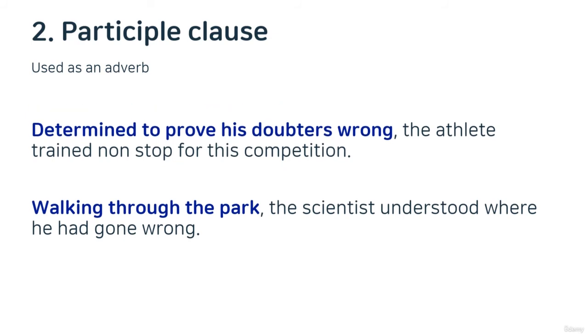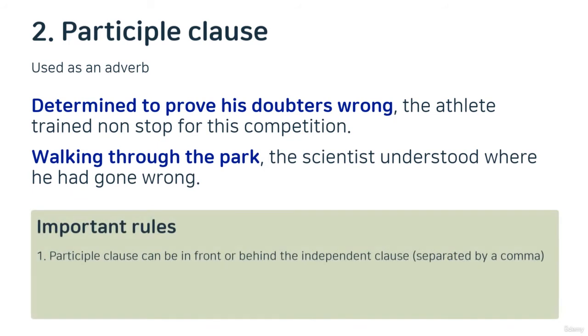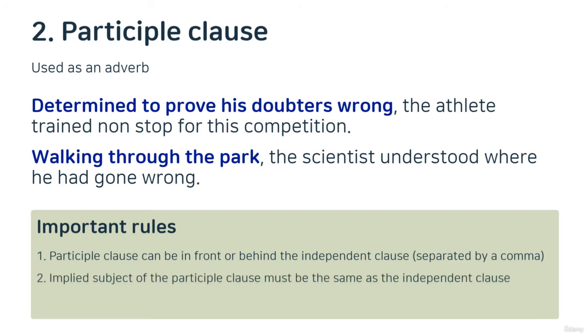Now, generally, there are certain rules participle clauses follow. First, the participle clause can be positioned before the independent clause or after the independent clause. But either way, it is separated from the independent clause using a comma. Second, you can only use the participle clause if the implied subject in the participle clause is the same as the subject in the independent clause.